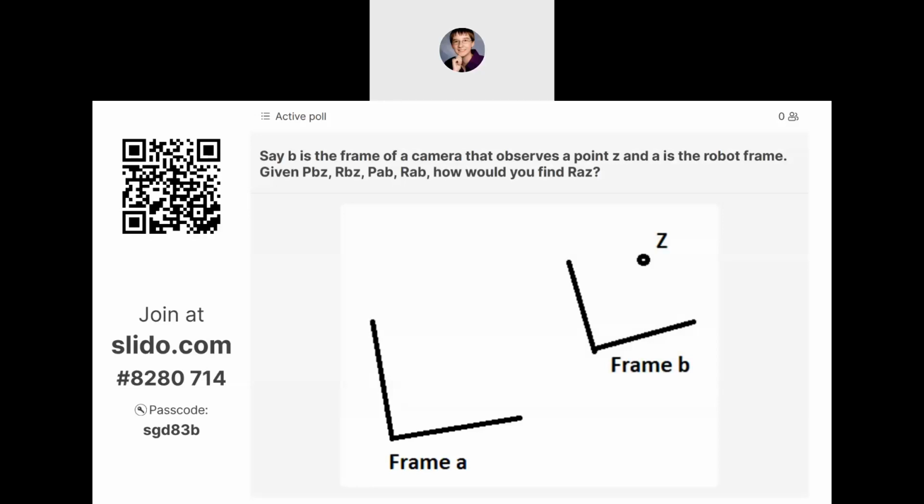Let's just say hypothetically that I have two frames. This A frame is associated with a robot, and let's say there's a B frame, which is associated with some kind of camera. And I'm observing some point Z with my camera. What I'm interested in is the orientation for this object Z based on my robot frame. But what I can measure is the point relative to the camera, and the camera relative to the robot.